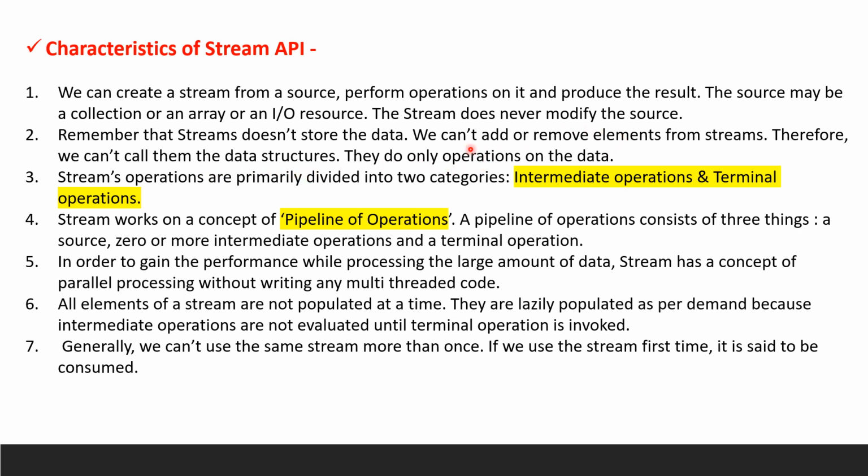So the first point is that whatever source we have, like a collection or array, we can create a stream out of that and do whatever operation we have to do, and we can produce the result. The second point is that it is not storing any data. We are only doing the operation whatever the requirement is, but the stream will not store any data anywhere.